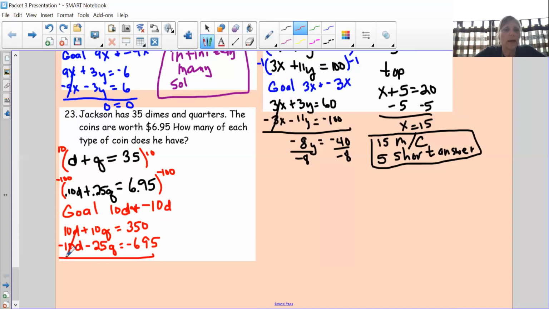Okay, so let's add. Those subtract away. The opposites, I'm going to subtract. I get 15. And the sign of larger is negative. Okay, 350 and then negative 695. So I'm going to borrow my calculator for that one. Okay, 350 minus 695. Negative 345.